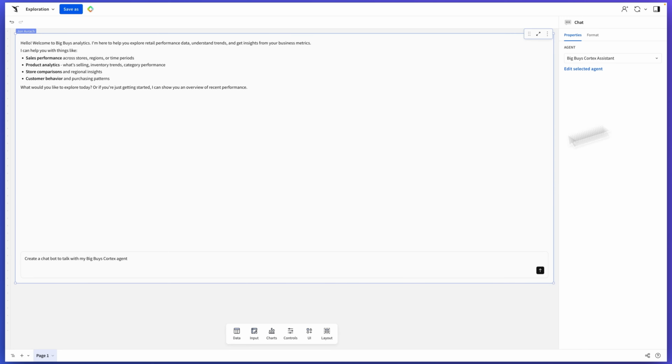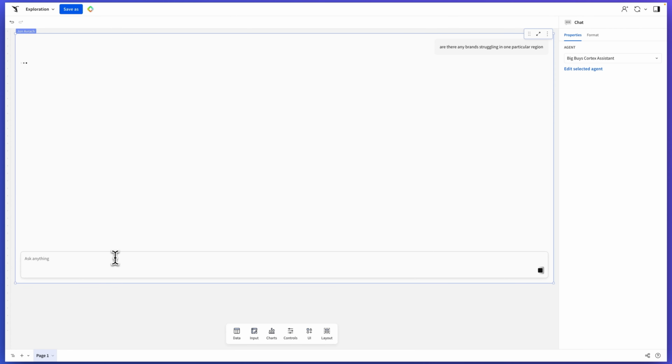And then what we can do is ask it a question like, are there any brands struggling in one particular region? And then the Sigma agent will summarize the question, that it's going to analyze brand performance across regions. And then it's going to delegate the question off to the Cortex agent, which will then compute the answer and then come back with the results. And then if I want to, I can ask follow-up questions as well.